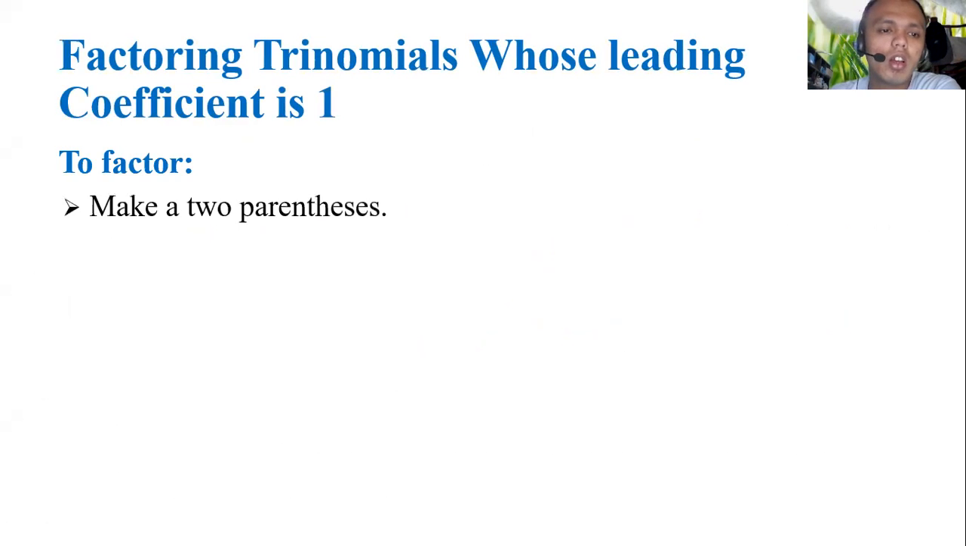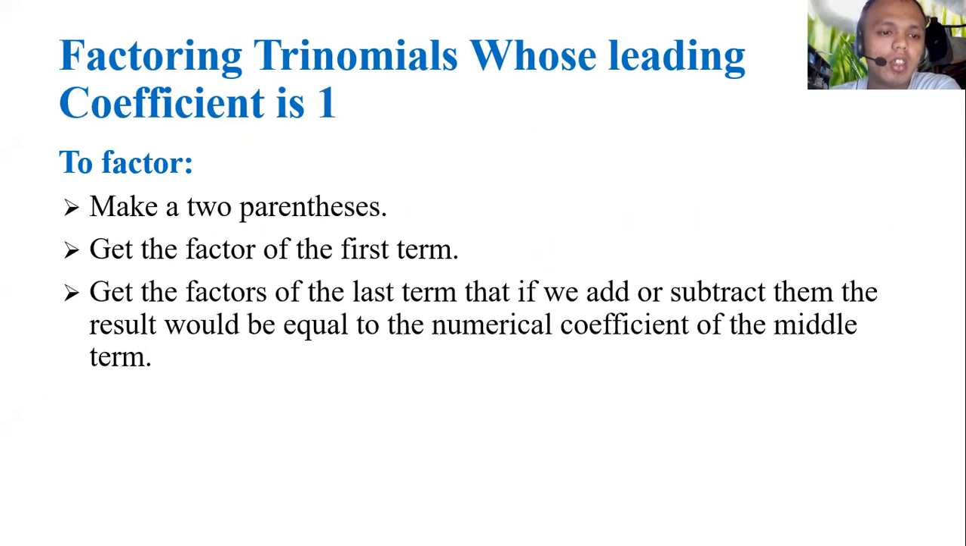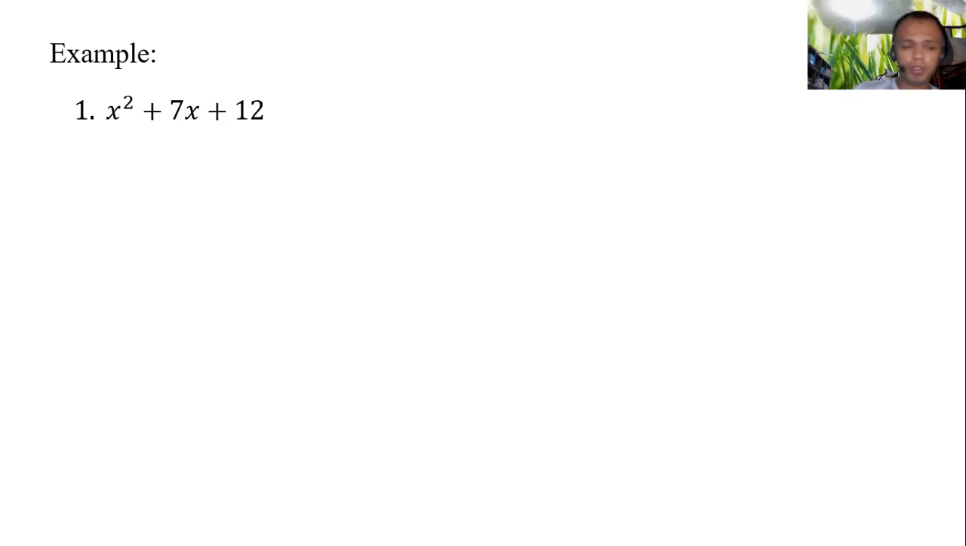To factor, first make two parentheses. Second, get the factors of the first term. Then the third one, get the factors of the last term that if we add or subtract them, the result would be equal to the numerical coefficient of the middle term. Okay, here, number 1, example. We have x squared plus 7x plus 12.